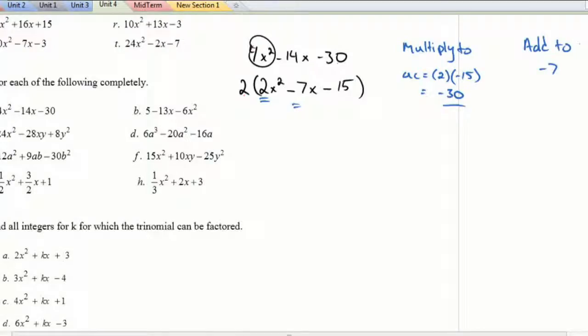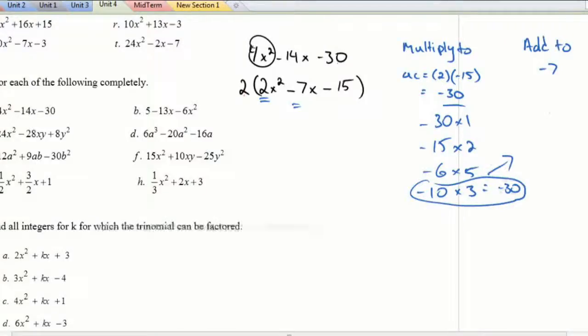30 is going to be something like, I don't know, 30 times 1. That's not going to add to 7, but it'll multiply to negative 30. How about 15 times 2? No, that's not going to give me 7. 30 divided by 5 is 6. Is that going to work? No. What are some other factors of 30? How about 3 and 10? So if I had negative 10 and positive 3, that gives me negative 30. And if I take these two factors and I add them, negative 10 plus 3 is negative 7.